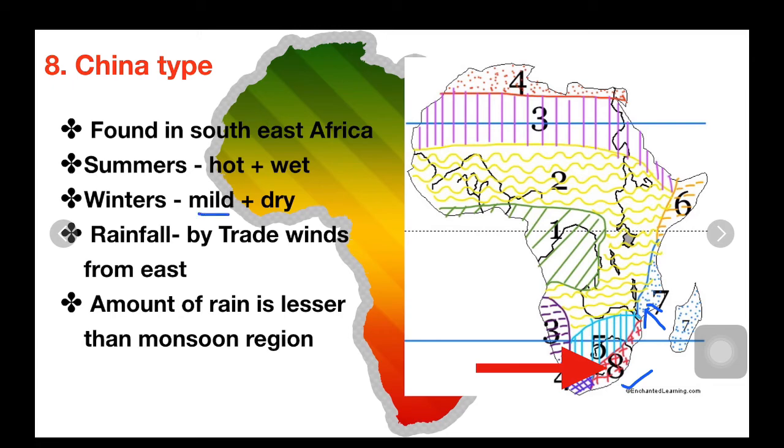Why mild? Because they are the coastal region, so oceanic influence is felt over here. Why wet? Because they fall in the region of trade wind belt, which brings rain over here, right? Amount of rain is lesser compared to the monsoon region number 7, right? It gets lesser and lesser in this region. So hope that you have understood all the 8 types of climatic regions of Africa.